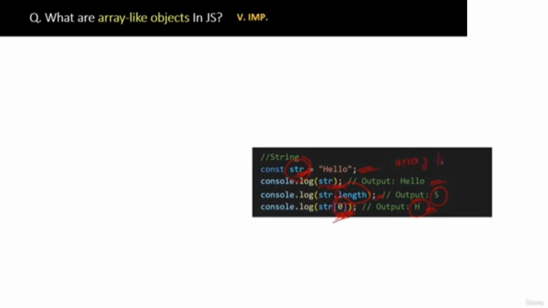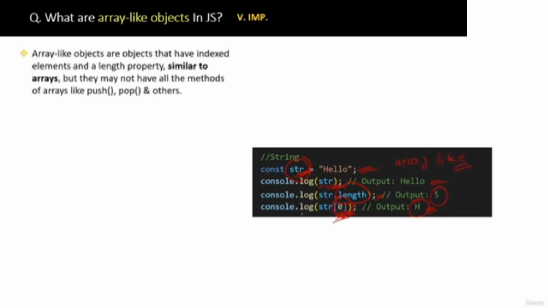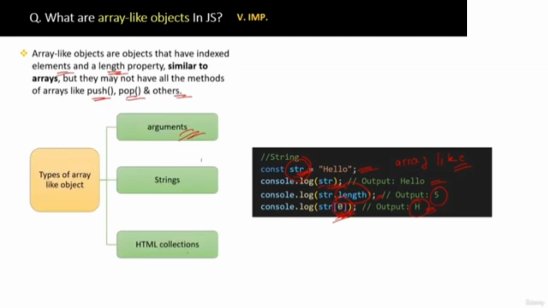Array-like, not array. The definition of an array-like object is, array-like objects are objects that have indexed elements and a length property similar to arrays, but they may not have all the methods of arrays like push, pop, filter. So all those methods are not there in array-like objects. Similar to strings, we have arguments and HTMLCollection, which are also array-like objects. The first one here is arguments.